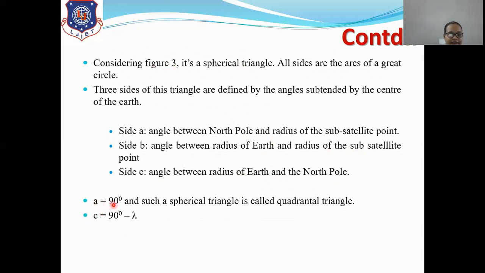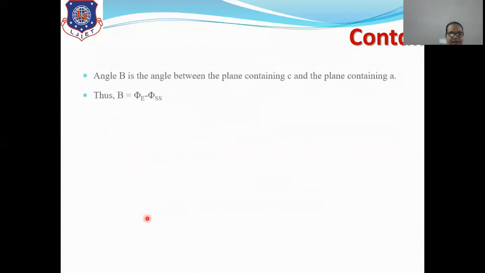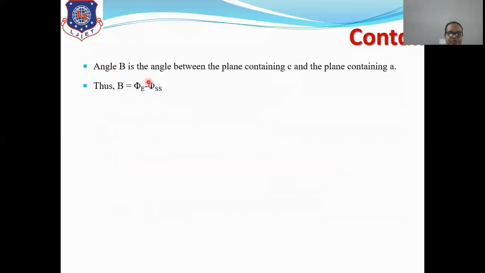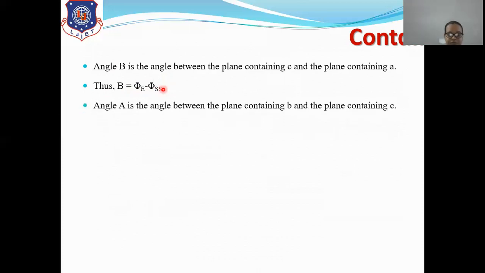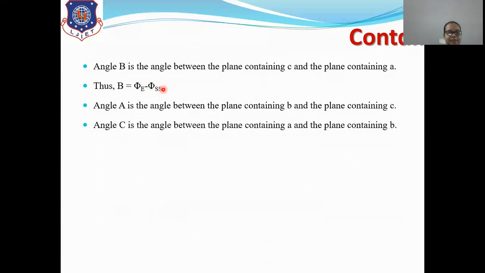First of all, A will be equal to 90, and such a spherical triangle is called a quadrantal triangle. So, what will be the C? C will be equal to 90 minus lambda, right? Now, next, angle capital B we need to find out. Angle B will be the difference between the Earth station longitude and sub-satellite longitude, that is phi e minus phi ss. Clear? Then, angle A is between the planes containing sides B and C, and angle C is the angle between the planes containing A and B.